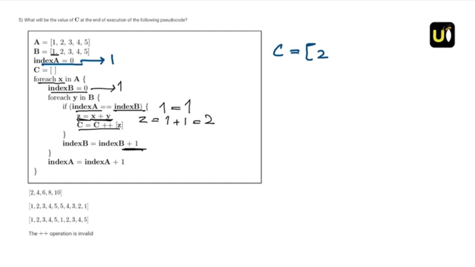First we're adding 1 to the index of B. So index of A remains 0 and index of B becomes 1, in the second part of the iteration. Then we check if the index of A is equal to the index of B again. The index of A is 0 and the index of B is 1, so this if operation becomes false and this doesn't iterate further.